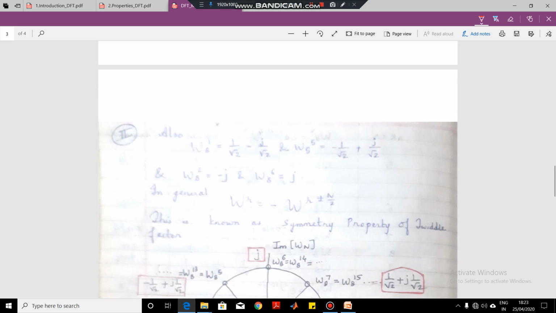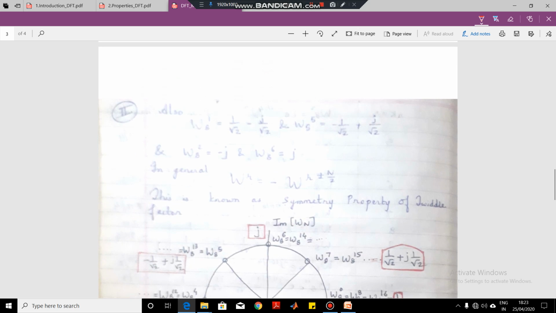This is the first property. And the second property is that it exhibits a symmetry property. Now what is this symmetry property? Let us try to understand.